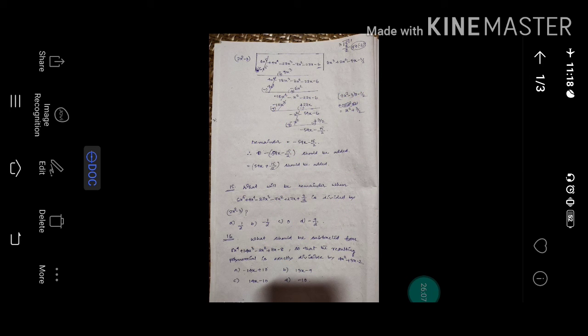Similarly, question number 15 and 16, what will be the remainder when this is divided? The remainder you have to find. What should be subtracted? Same only, I have told you now: if subtracted is asked, then only the remainder will be your answer. If it is asked what should be added, the negative of that remainder will be your answer.